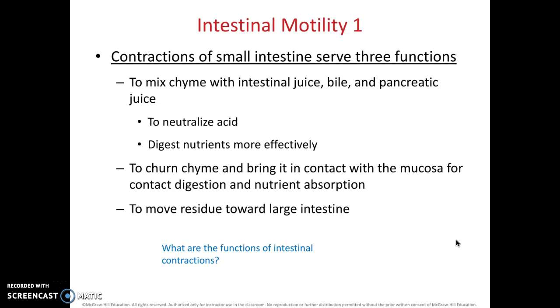So the contractions of the small intestine we talked about a little bit. They have three main functions. One is to mix the chyme with the intestinal juice, bile, and pancreatic juice, and this digests nutrients more effectively and neutralizes the acid. It also helps to churn the chyme to bring it into contact with the brush border enzymes, and it helps to move the residue towards the large intestine so it can eventually be defecated.